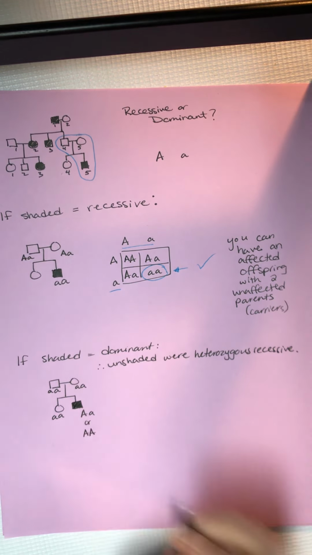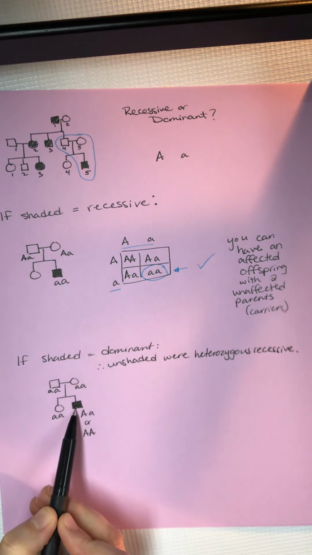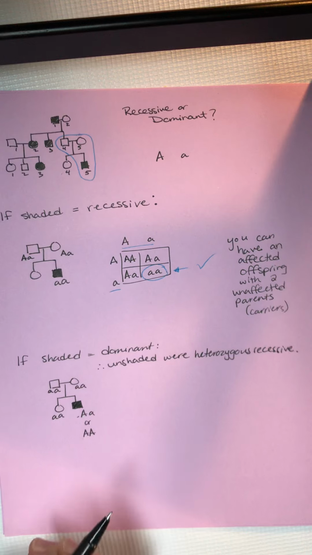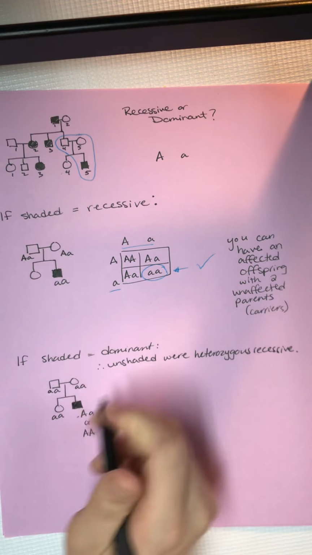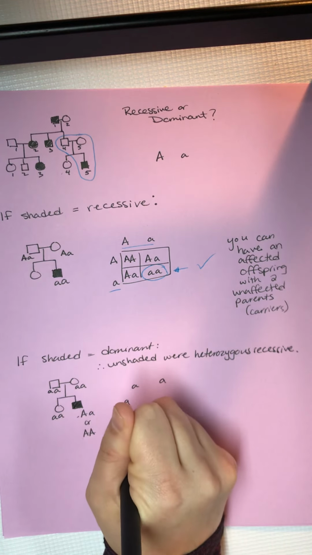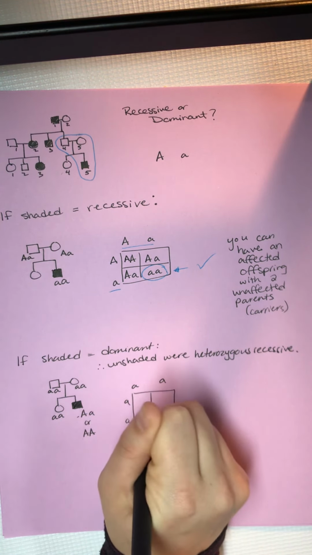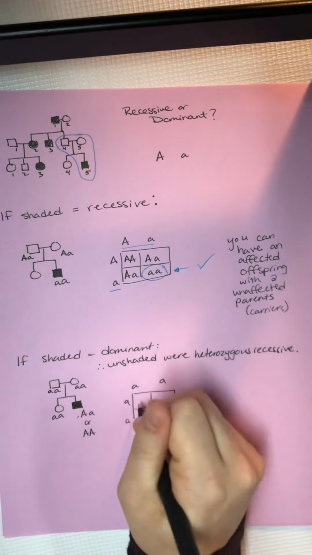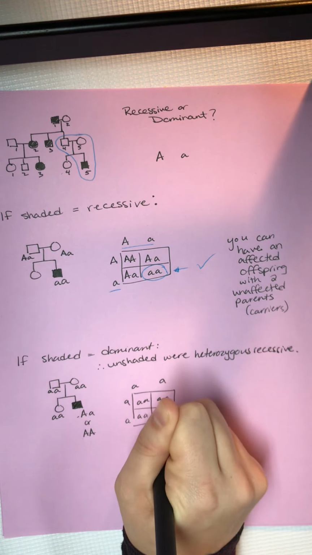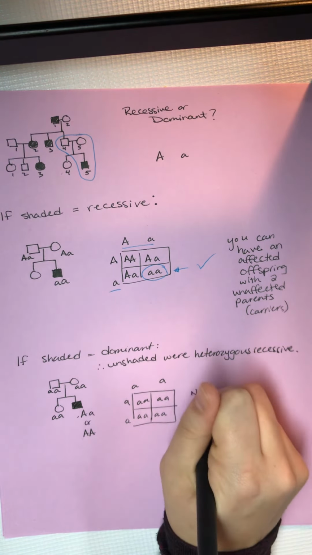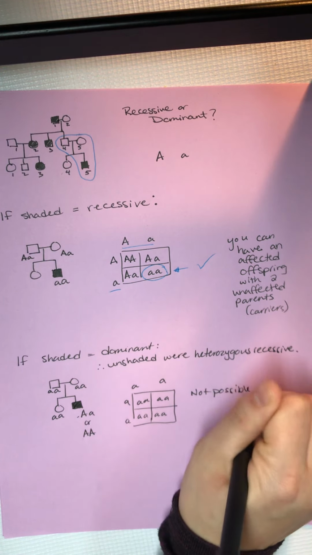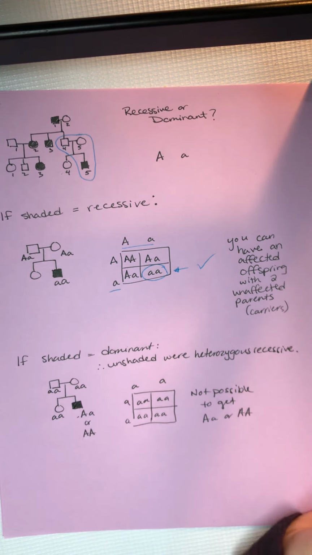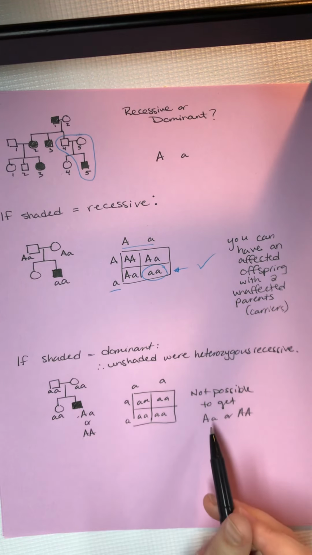If this is a dominant trait, then to show the trait, you would have to have heterozygous or homozygous dominant alleles. So is this possible? Are you able to have two parents that are unaffected and therefore homozygous recessive and still get an affected offspring with a dominant trait? So hopefully you can clearly see from this Punnett square that that's not possible. Okay, so it's not possible to get a dominant allele here.